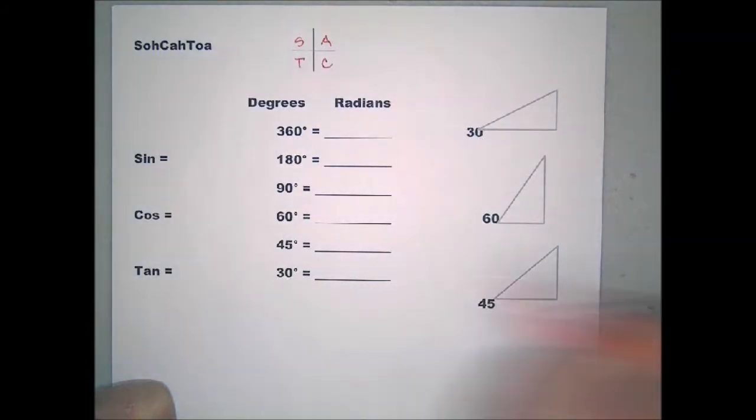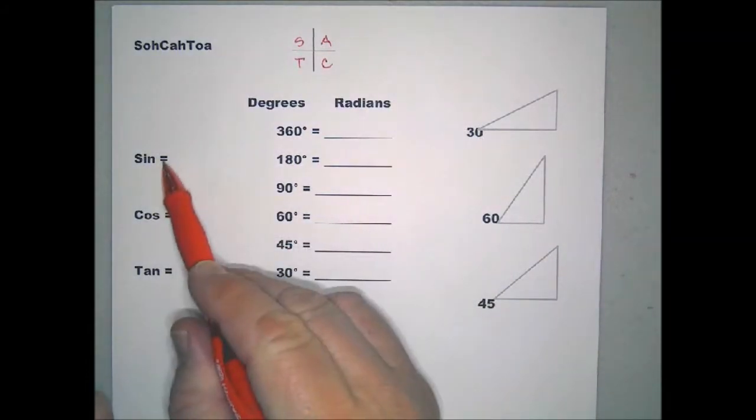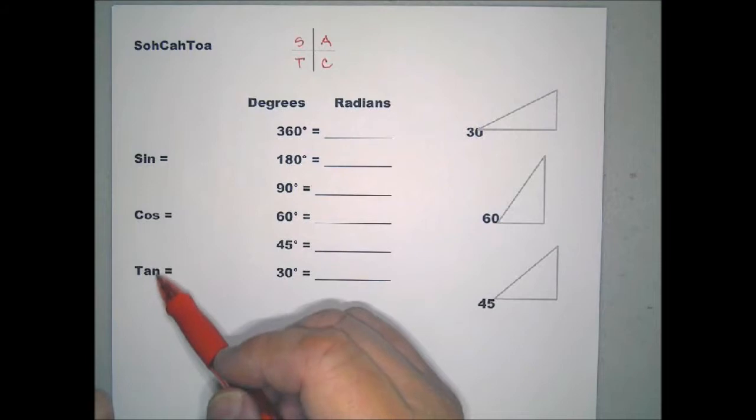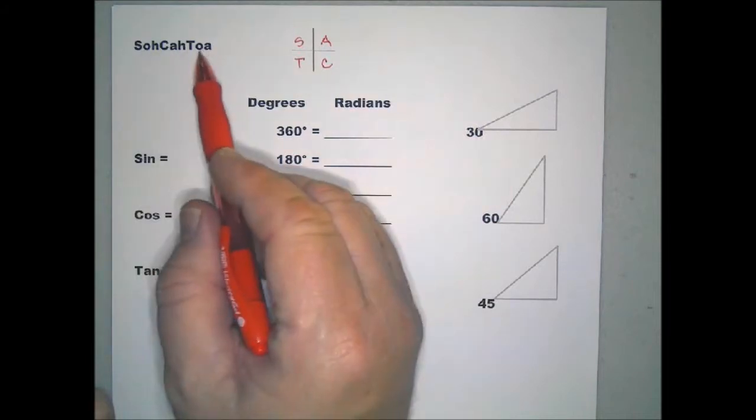Let's see, the next thing. We need other information for sine, cosine, and tangent, because what if we're on a quadrantal? If we're on a quadrantal, SOHCAHTOA really doesn't help us.